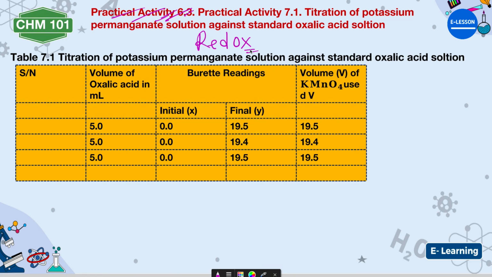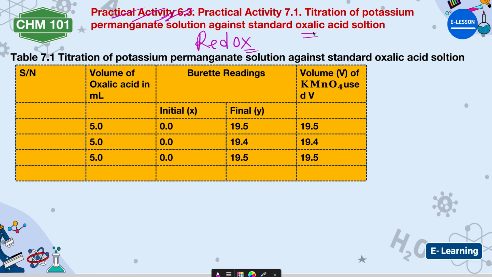And the oxalic acid was supposed to be standardized. Well, it depends. If oxalic acid is already a primary standard, that means the concentration is accurately known. And if the concentration is accurately known, it means you don't have to standardize it. So before it will be given to you in the laboratory, it means the accurate or the exact concentration of oxalic acid was already calculated, hence it is standardized.